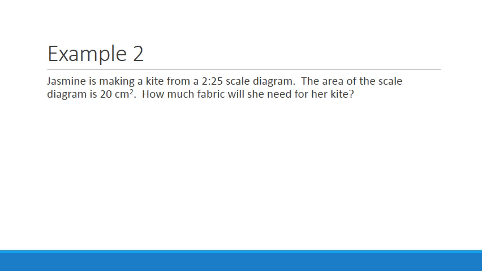Okay, example 2. Jasmine is making a kite from a 2 to 25 scale diagram. The area of the scale diagram is 20 centimeters squared. How much fabric will she need for her kite? Okay, so remember our scale factor is our comparison between those two measurements. It's talking about a scale diagram and all this stuff, but these are the same units because it doesn't mention that they're different units.